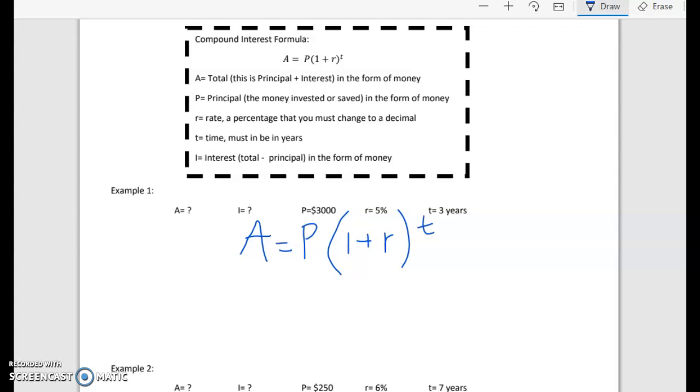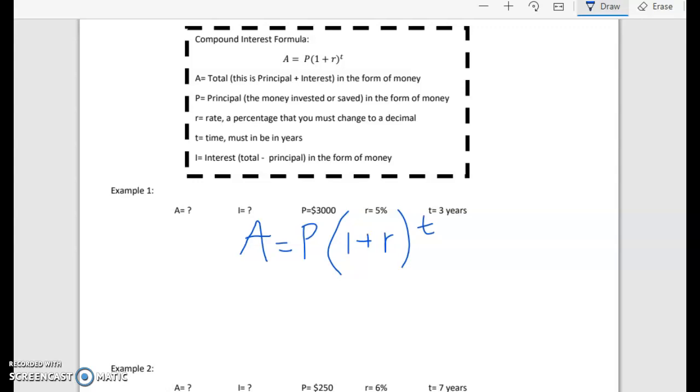So we're going to start with the formula, which is A equals P parentheses 1 plus R to the T power. A stands for our total, which is our principal plus our interest, and this is going to be in the form of money. P equals principal, and that's the money invested or saved, and I went back and added it's also the money borrowed since I left it off, and it's also in the form of money.